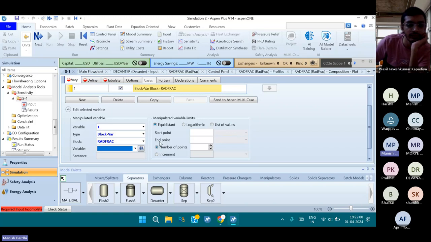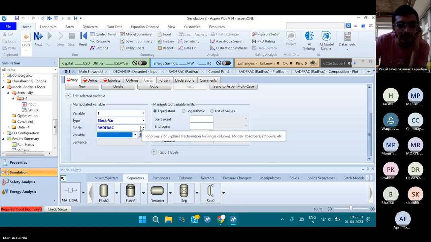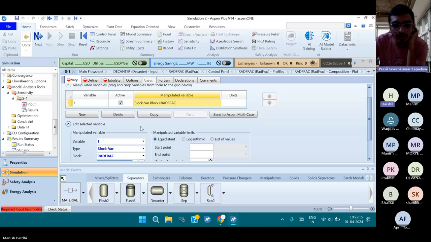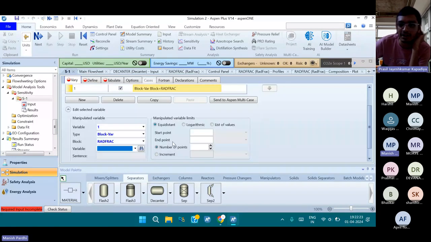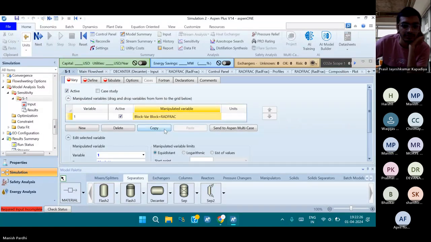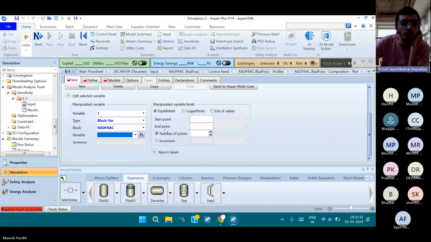From where? Your screen is stuck. Wait, I will also check on my system. Is the end stage there or not? Yeah, it's there. Go to that option, variable, yes. Yes, okay.